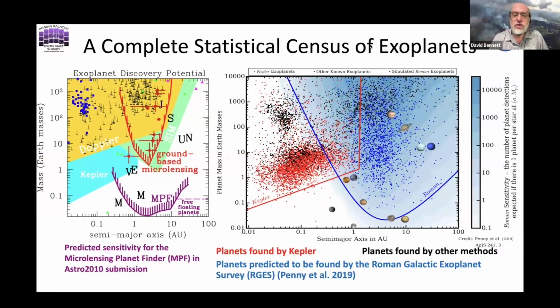All right, so I'm going to focus most of my talk on development since the selection of W first and then Roman. But this is a slide showing what we proposed to the decadal survey, the microlensing planet finder, which is a much smaller telescope, but focused on doing a lot more microlensing. This is a plot from the submission, and here's a more recent plot showing what Roman can do, and it has a lot of detections from Kepler, which weren't really available back in 2009 or 2010.